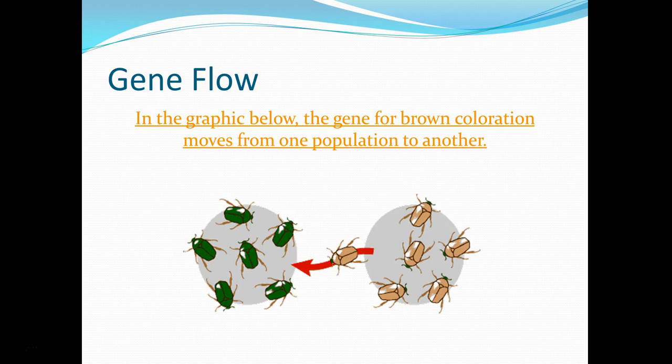So here's an example of two populations of beetles. Let's say there was some kind of geographic barrier here that was removed, and now the two beetle populations are allowed to intermix and mate with each other, and so that would represent gene flow.